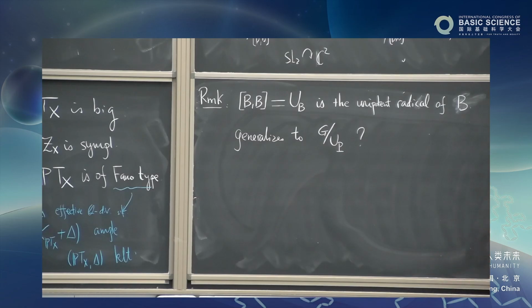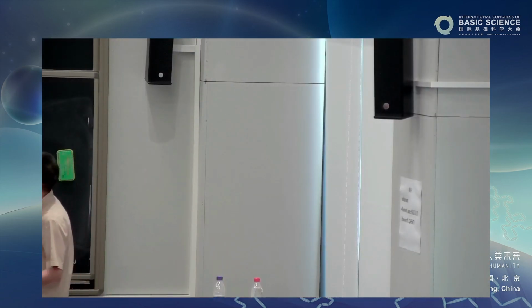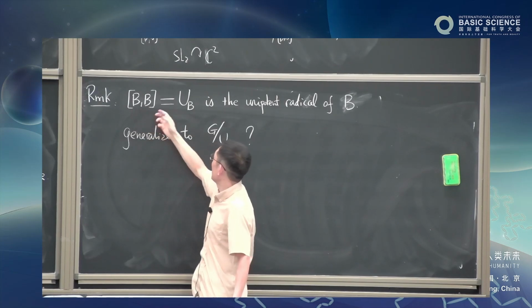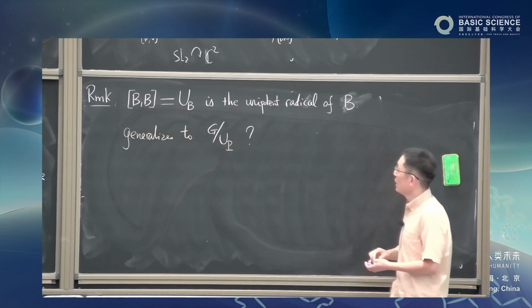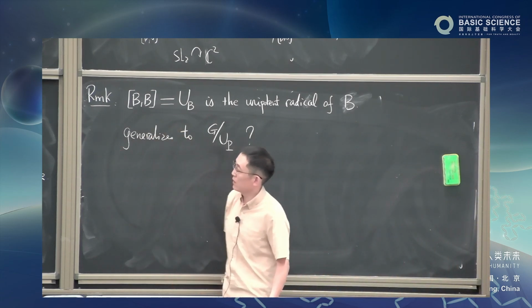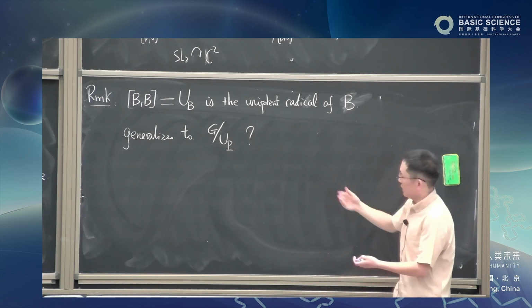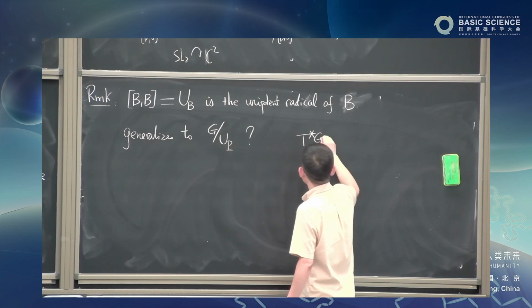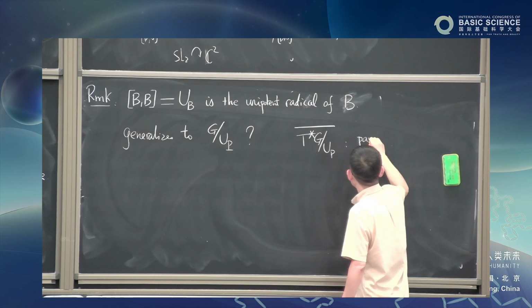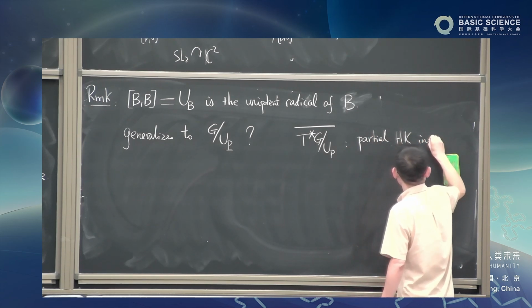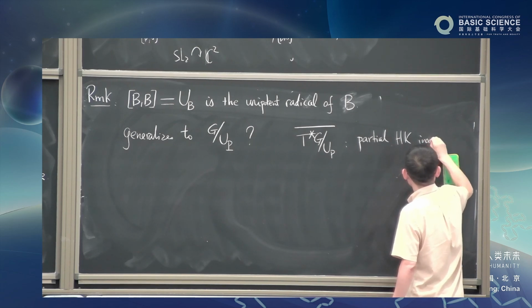So this is very natural, because you can consider this one either as the commutator of B or just the unipotent radical of this parabolic subgroup. So for the first generalization we already have this theorem. For the second one it is like this: in this case, the coordinate ring of this G mod UP. This is called a partial hyperkähler implosion.